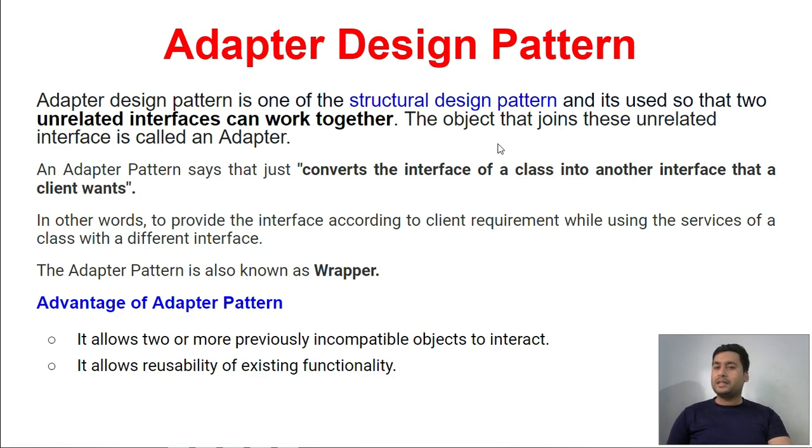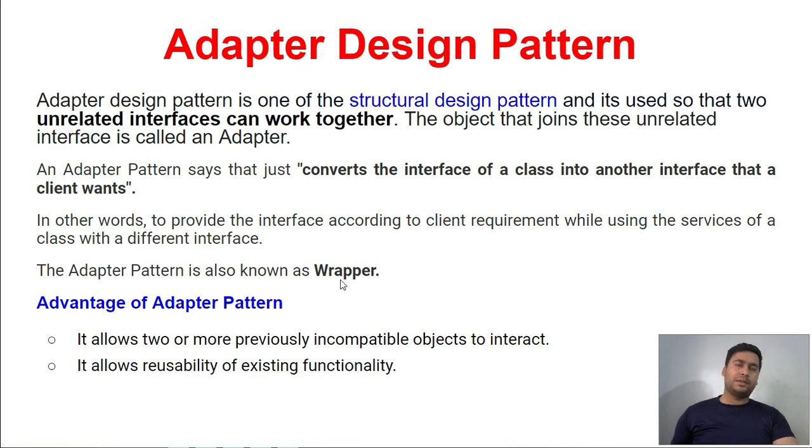So we are going to create one class, and the class will help us to communicate between two classes. That is called the adapter design pattern. The adapter pattern says to just convert the interface of a class into another interface, which the client expects. In other words, it provides the interface according to the client requirement while using the services of a class with a different interface. The adapter pattern is also known as a wrapper class.